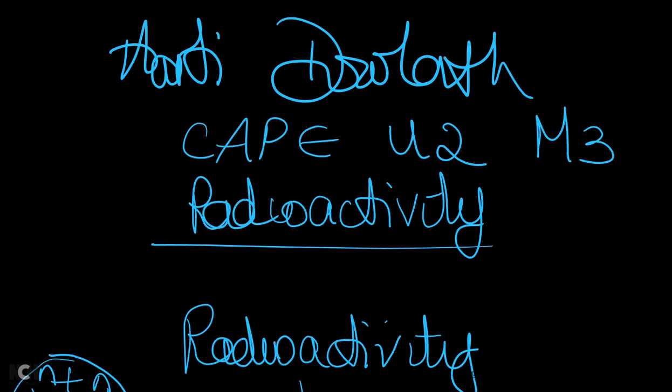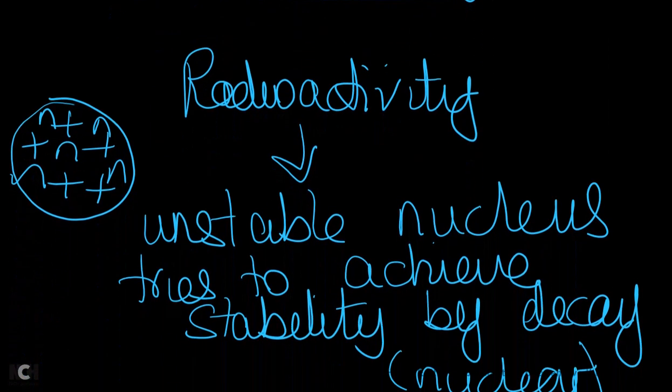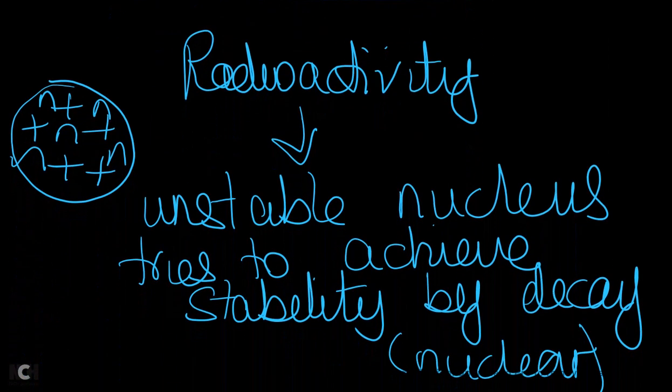Before we get into the radioactivity concept at the CAPE level, let us revise a little bit on what radioactivity is. Radioactivity is a spontaneous random process in which an unstable nucleus tries to achieve stability, and it does so by nuclear disintegration. Why does a nucleus become unstable? That happens when the nuclear forces are not strong enough to hold the particles at rest.